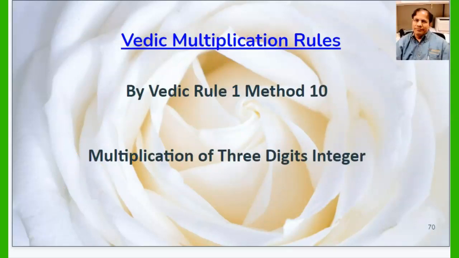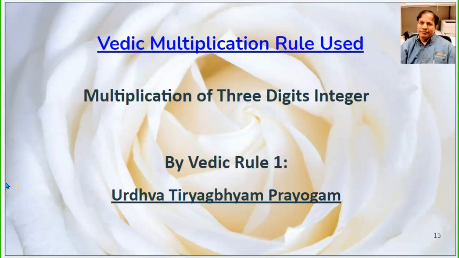The 10th method is actually an extension from 2-digit numbers to 3-digit numbers, and of course it builds on method number 1 we saw for multiplication of 2-digit numbers in general. We are going to extend it where there are going to be more cross multiplications, and the left and right digit multiplications remain the same. We use the Vedic rule Urdhva Tiryagvyam Prayogam. Urdhva means vertically, Tiryagvyam means crosswise, Prayogam means method. So we use the Vedic rule now and explain this type of multiplication on 3 digits.